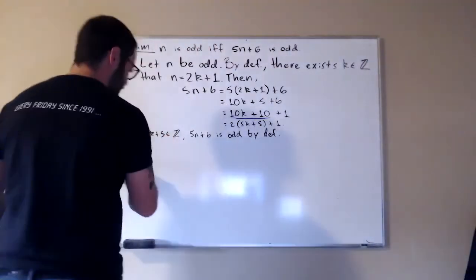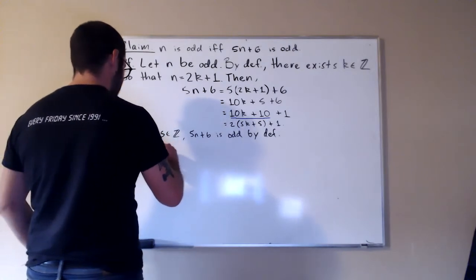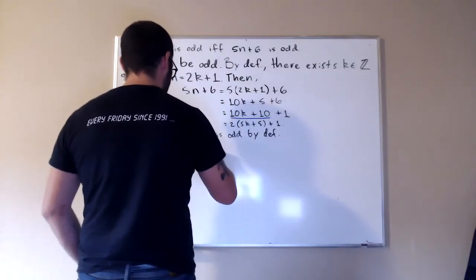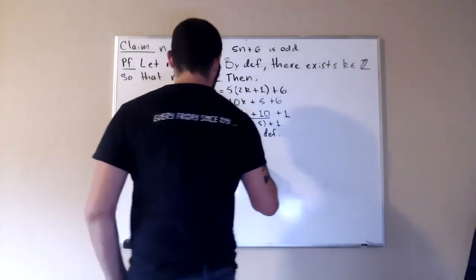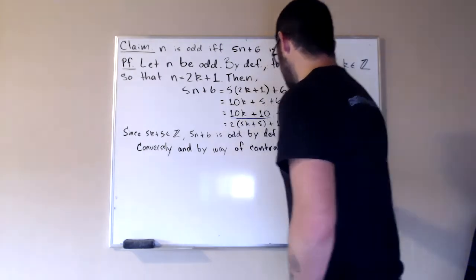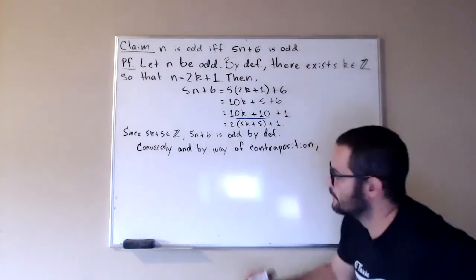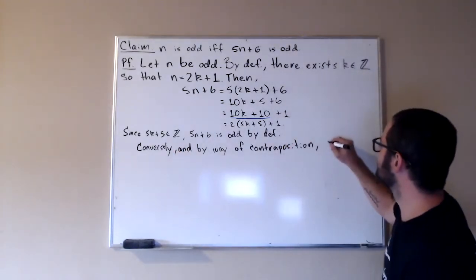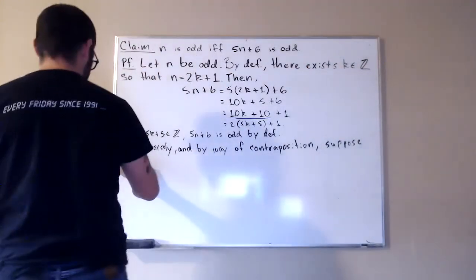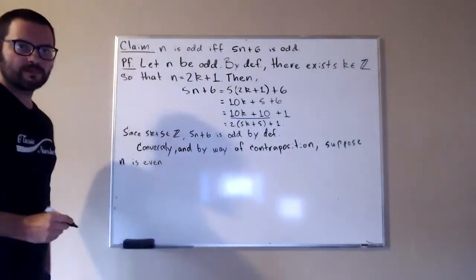So start a new paragraph. So conversely, and by way of contraposition, suppose n is even. Okay?